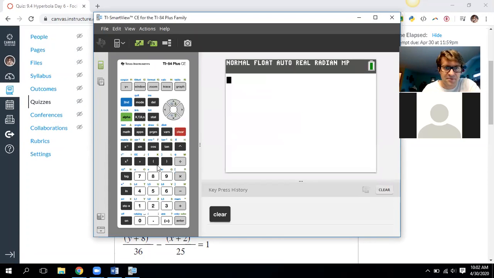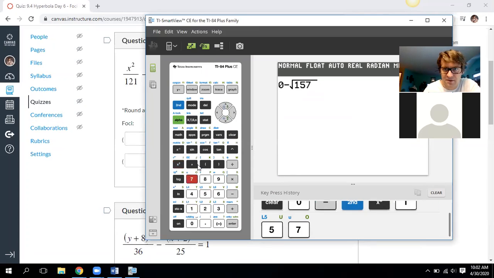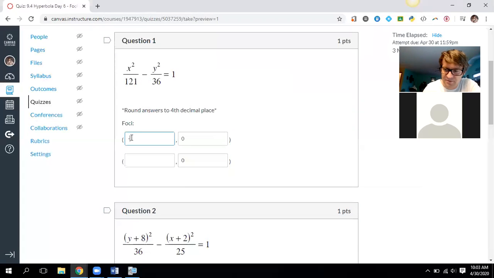All right, so we have 0. We're going to do minus first. The square root of what is 121 plus 36? So 157. Press enter. And there's our first answer, negative 12.522. Okay, this is going to be fun. Negative 12.5300 when we round. I will have to double check that when we're done.